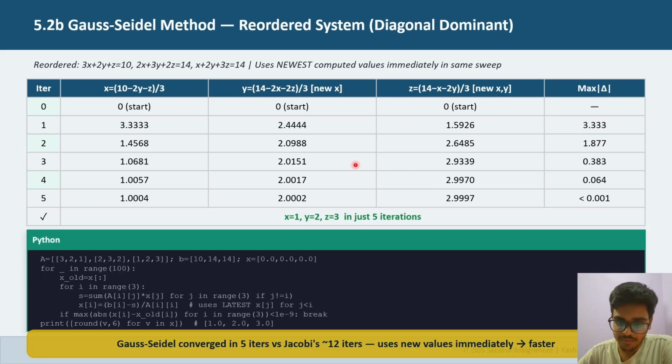Gauss-Seidel method. Gauss-Seidel method is similar to Jacobi's, but with one important difference. As soon as a new value is calculated, it is immediately reused in the same iteration. Because of this, convergence becomes much faster. With only 5 iterations, the value becomes extremely close to x equals 1, y equals 2, and z equals 3.